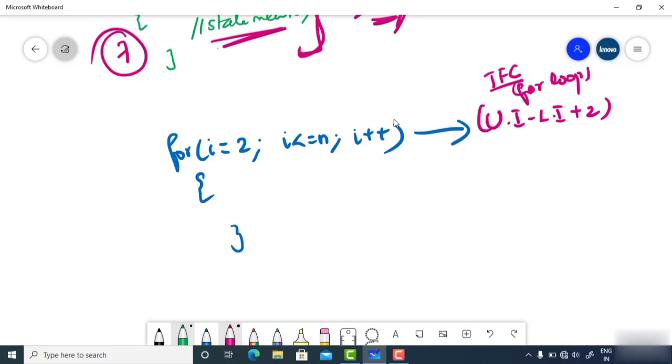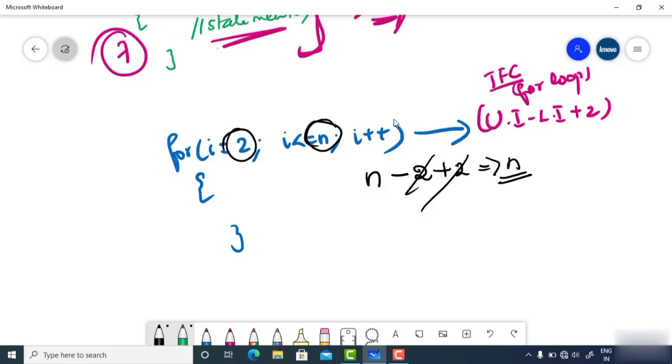This will work only for loops, guys. Upper index minus lower index plus 2, right? I'll tell you, the upper index is n here. So upper index is n, minus lower index is 2. Lower index is 2, plus 2, all right? 2 will get cancelled and you'll get n. So this for loop will execute n times.